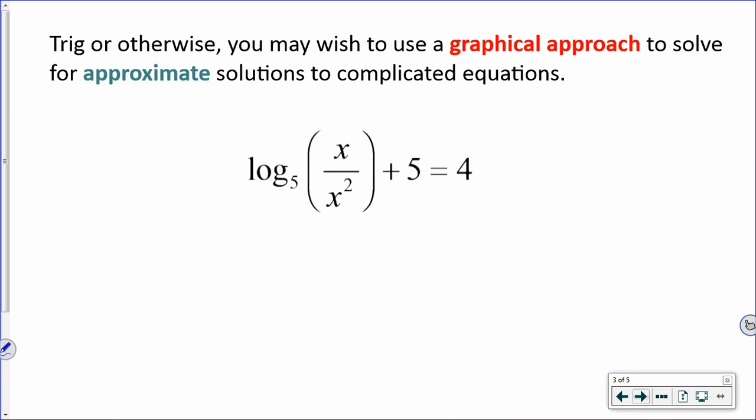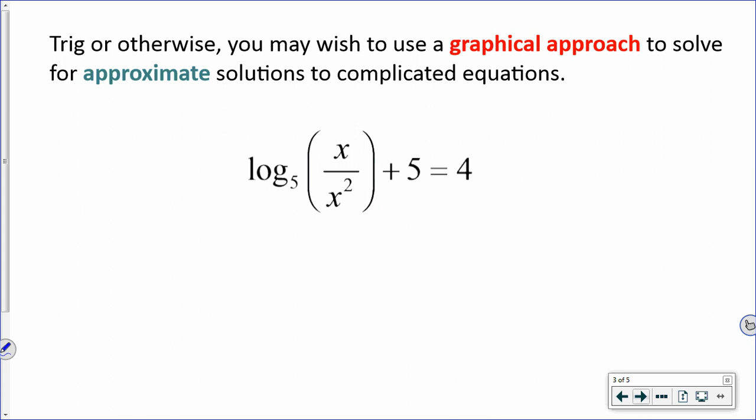Trig or otherwise, you could also use a graph to solve an equation, which is not something we usually do or have done up until now, but we should get in the habit of doing for really complicated looking equations if it's on a calculator test. So here's a complicated looking equation that I think we can all agree we're not going to be totally confident solving and getting the answers for x on paper.